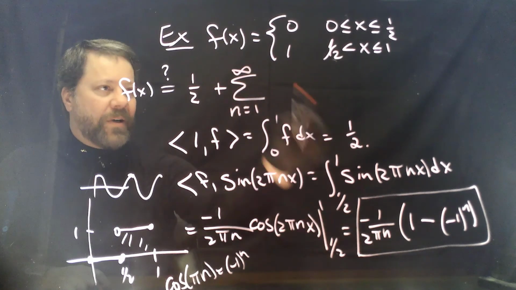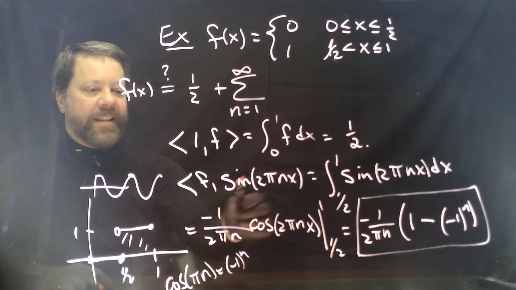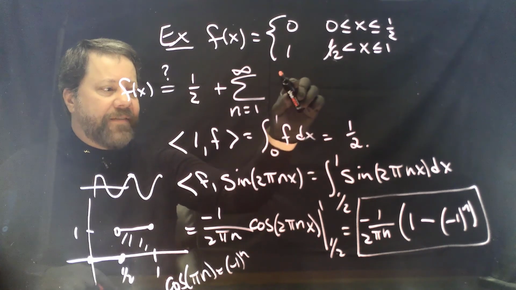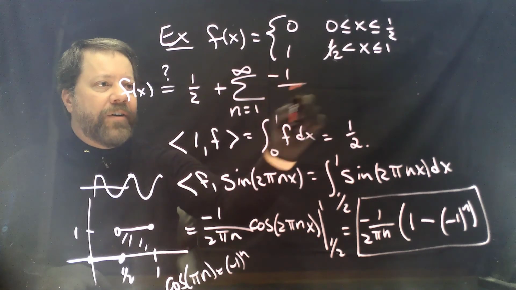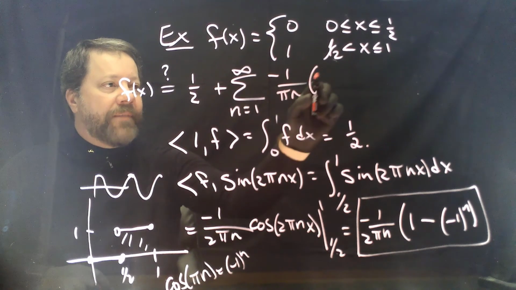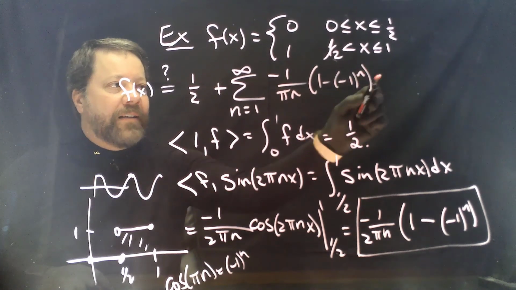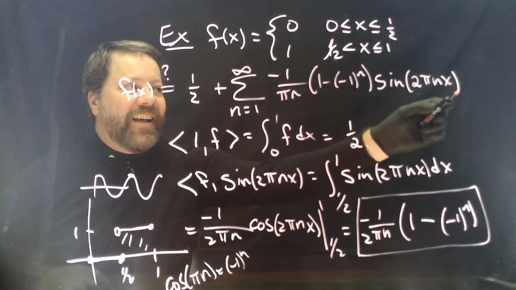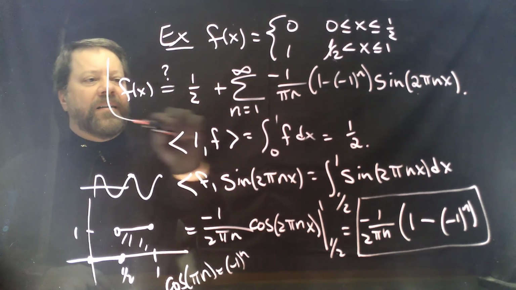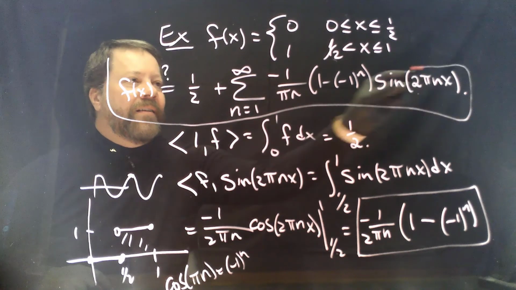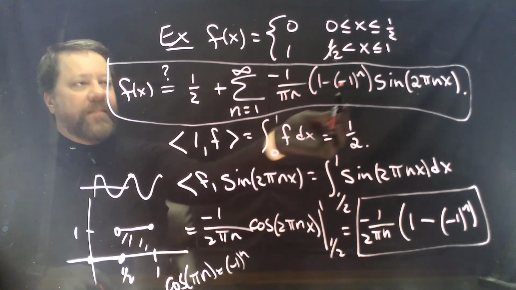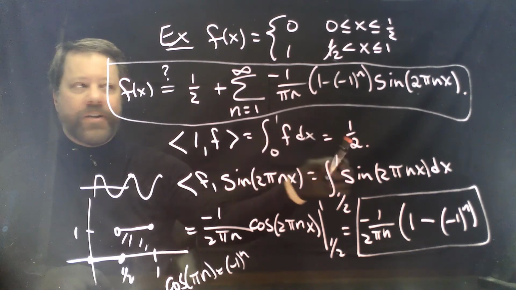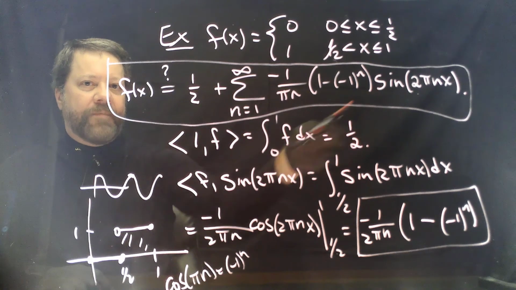We have these inner products, but we divide those by the inner product of sine with itself, which was 1/2. And that gives negative 1 over pi n times 1 minus negative 1 to the n times the basis function, which was sine of 2 pi nx. Question mark. Can I really reconstruct this digital square wave by adding up sinusoidal waves in this way?